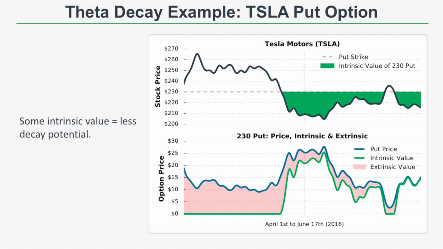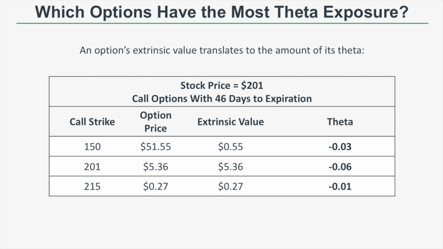Now as you can see, as expiration got closer and closer, the option's value shifted away from extrinsic value and only consisted of intrinsic value. So this just demonstrates how theta decay only works against an option's extrinsic value and not its intrinsic value. Alright, so let's keep moving forward.